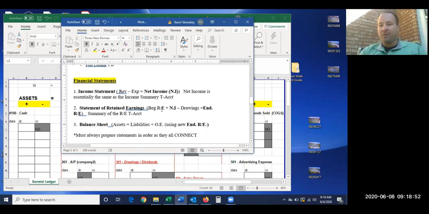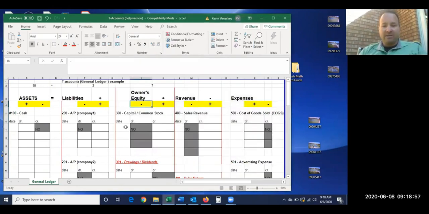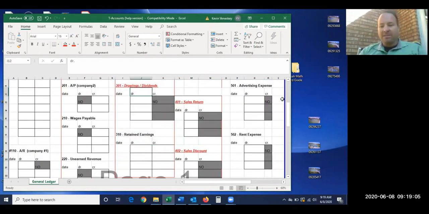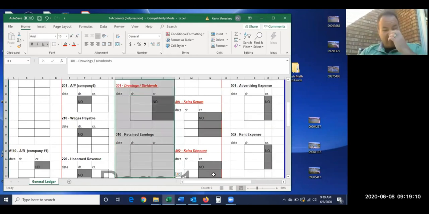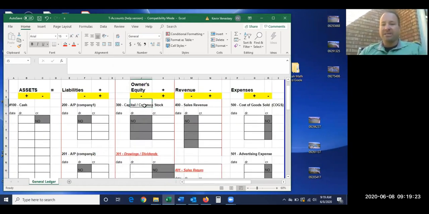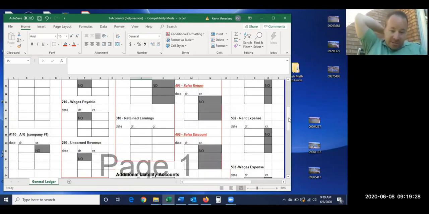This is also known as the statement of owner's equity because it mainly affects all the owner's equity accounts. Each one is done a little bit differently, but a lot of times the statement of retained earnings only affects these two accounts, the dividends and the retained earnings, and then your final amounts over here. But it can also encompass your capital. It just depends on how the business is set up, as a corporation or not. It depends on if you have retained earnings in your business.